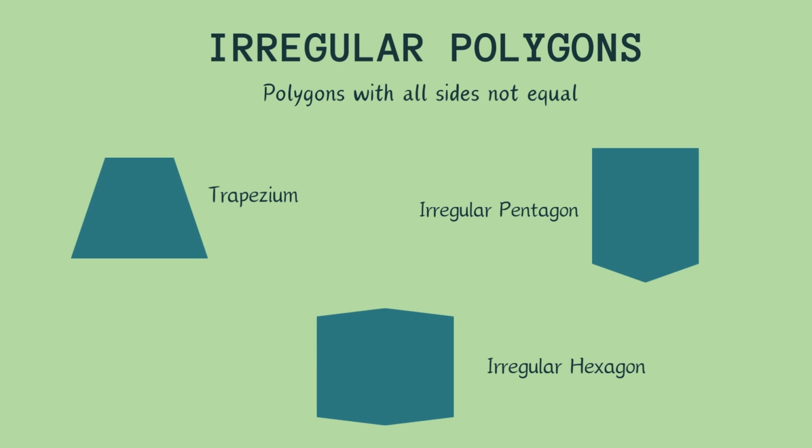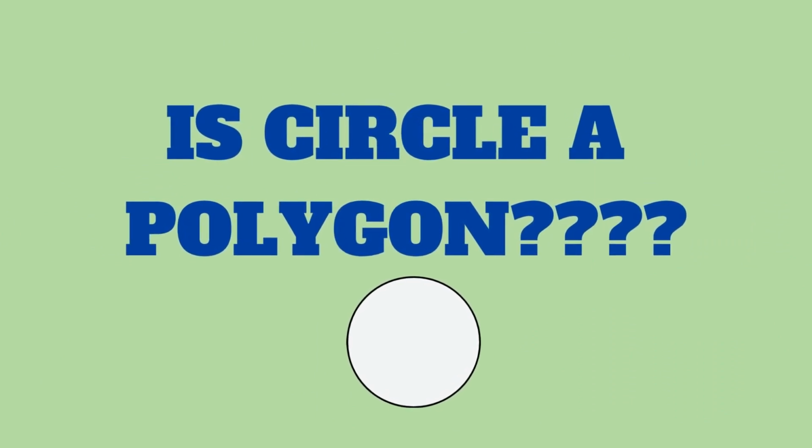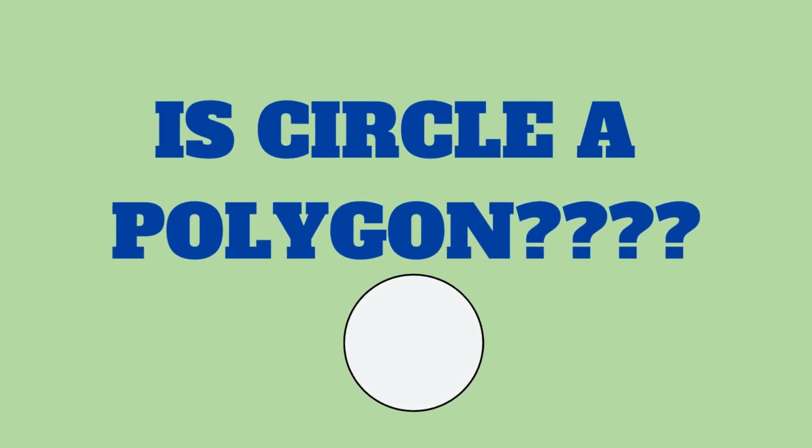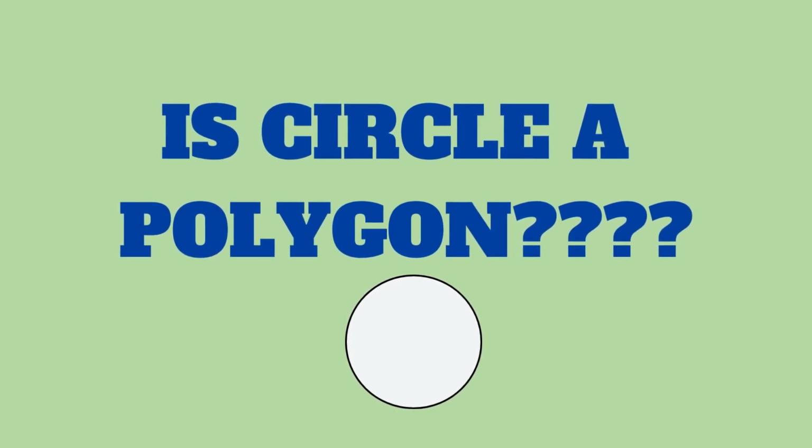Now I have a question for you. Is a circle a polygon? Pause the video and comment your answers. And the answer is no. No, a circle is not considered a polygon. According to the definition of polygon, it is a geometric shape enclosed by straight lines. In contrast, a circle is a curved continuous shape with no straight sides. It has no corners, sides or angles, which distinguishes it from polygons.